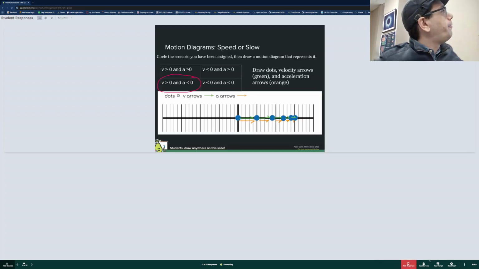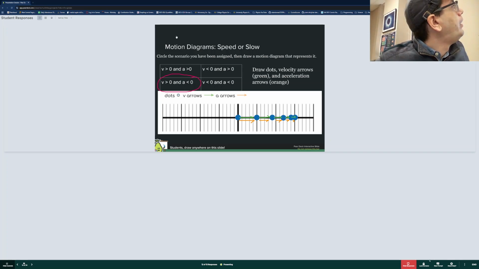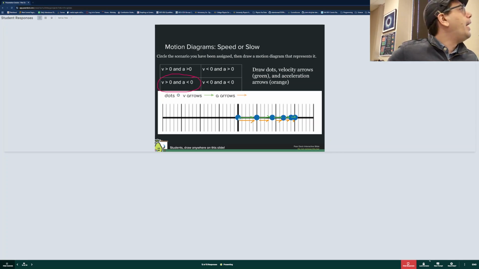Okay, but if we focus on the dots and green arrows, we know that we're going to the right since velocity is positive. We know that we're slowing down since the signs are opposite. And slowing down means the dots get closer together as you go to the right. And green arrows go from dot to dot. The orange arrows, I'm not going to make a big deal about this, but they don't need to span from dot to dot. You can just put a little orange arrow next to each of the internal dots.